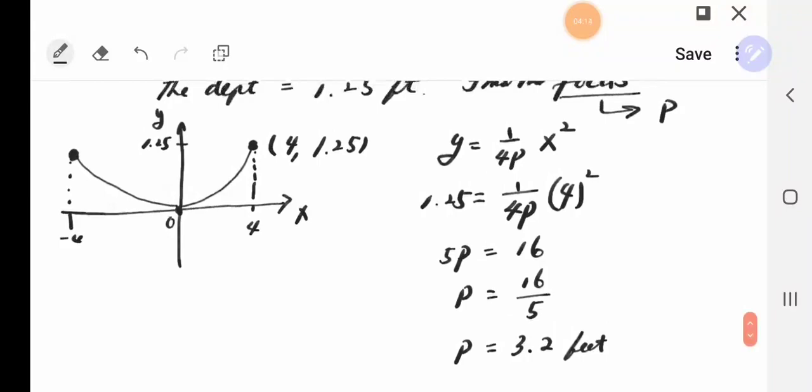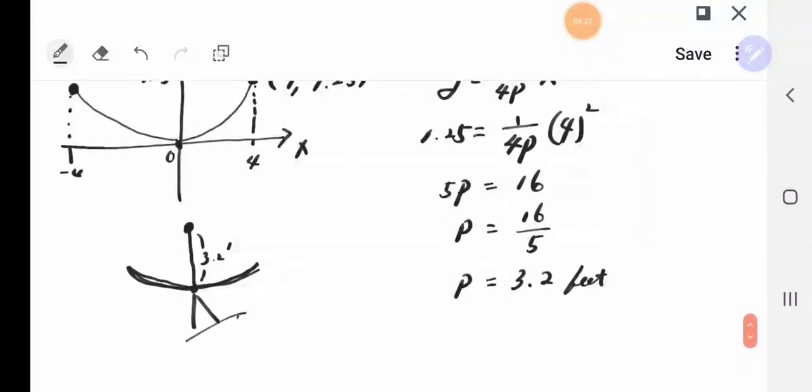So if you have a parabola like this, then you can put a focus antenna. The focus should be over here. So this will be 3.2 feet away from the vertex. And this is the satellite dish. A satellite dish like this.